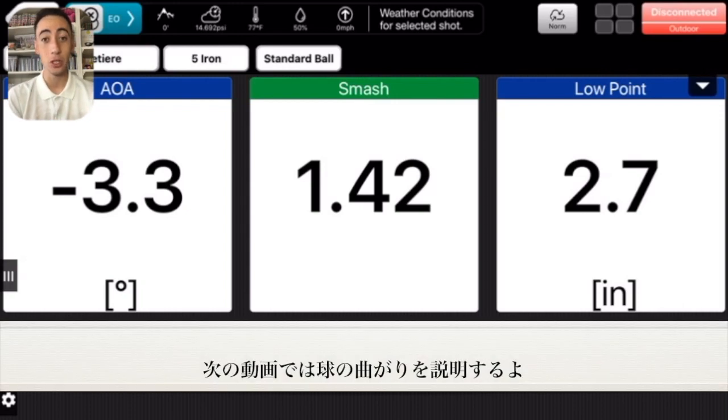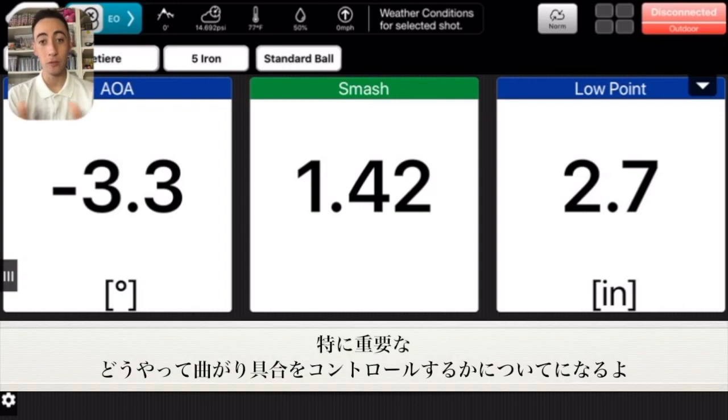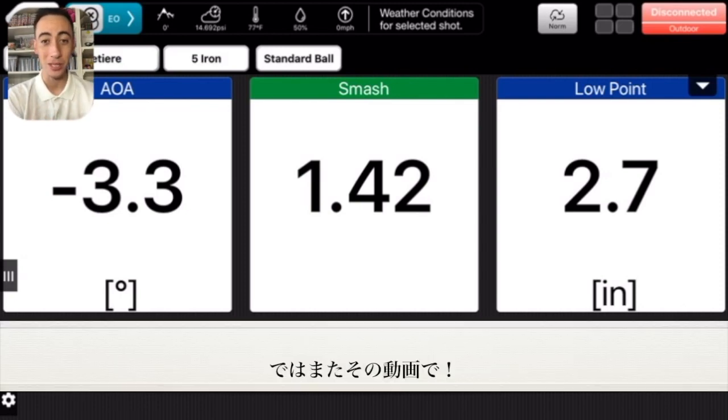In the next video, we're going to be talking about curvature this time, going over some specific data points about how to control your curvature. This will be another important one for you guys to watch. So I'll see you guys in that video.